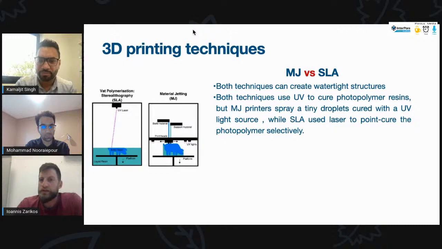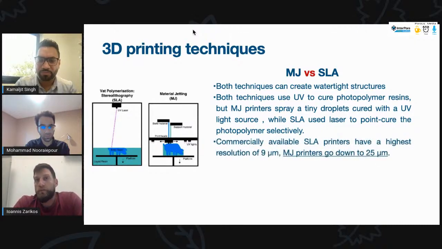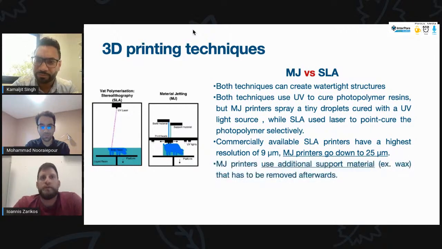So it's slightly different. Now, commercial SLA printers can go down to 9 micrometers, while MJ printers can only go down to 25 micrometers resolution. And that's a resolution only on the X and Y axis, not on the vertical direction. Also, MJ printers, also known as multi-jet printers, use a support material like a wax that has to be removed afterwards.